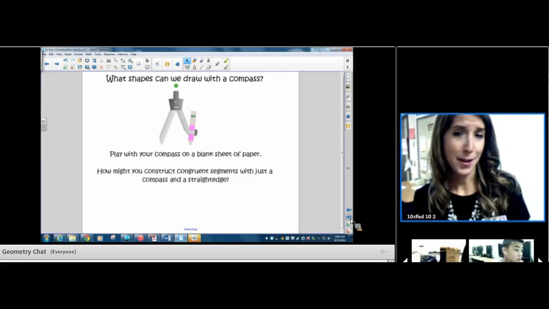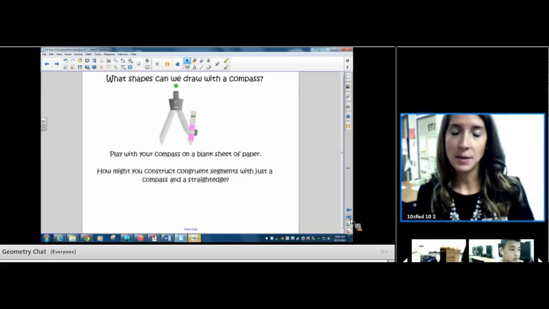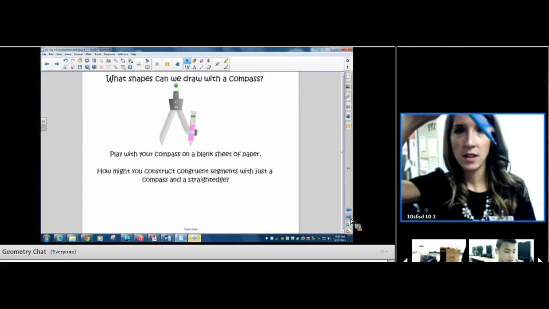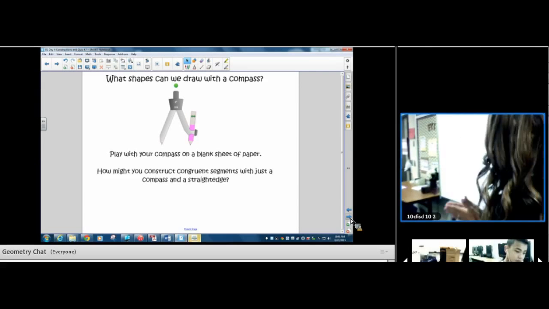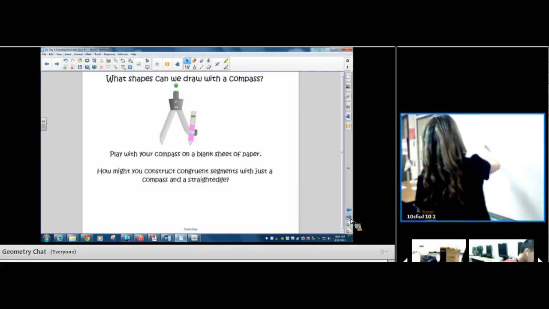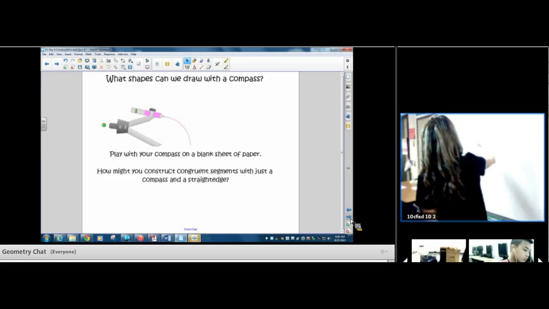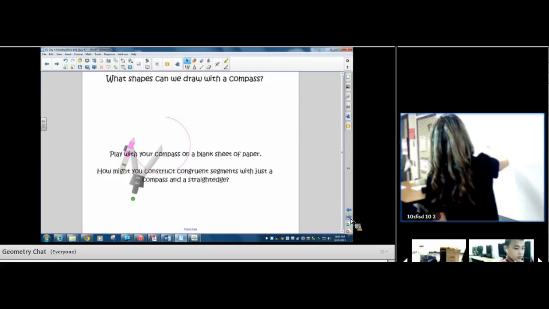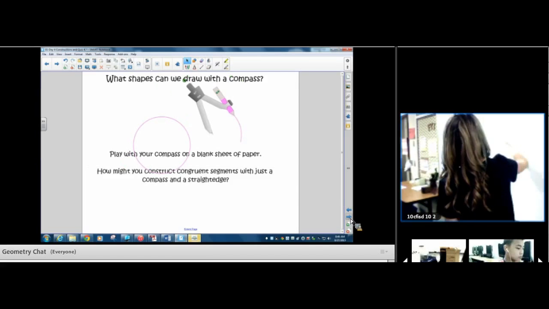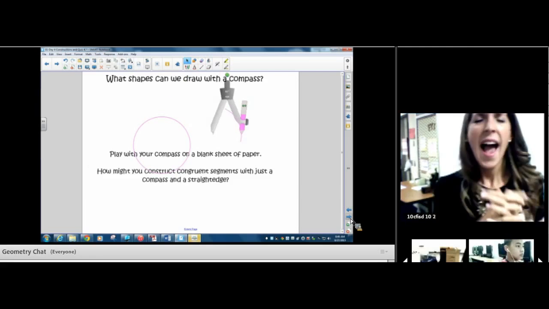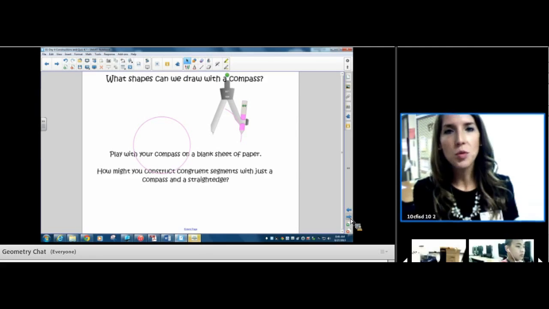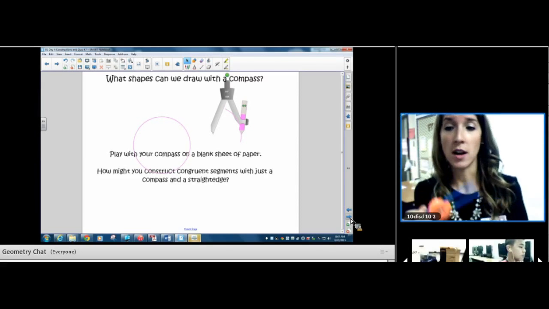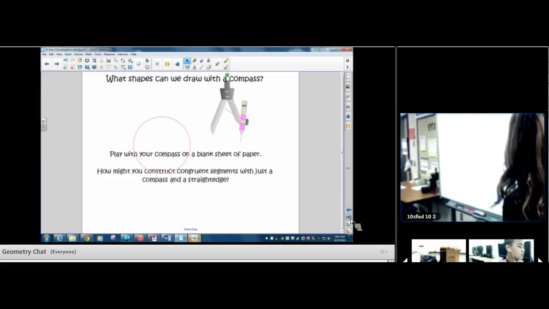So if we had a lot of time, I would tell you to just get an empty sheet of paper and just play with your compass. Just use your compass and move it around. We don't have a whole lot of time. But as you can imagine, a compass draws things like circles, or if you don't go all the way around, it draws things like an arc. How could we use just this guy to construct congruent segments? So that's what we're going to figure out through our practice worksheet today.